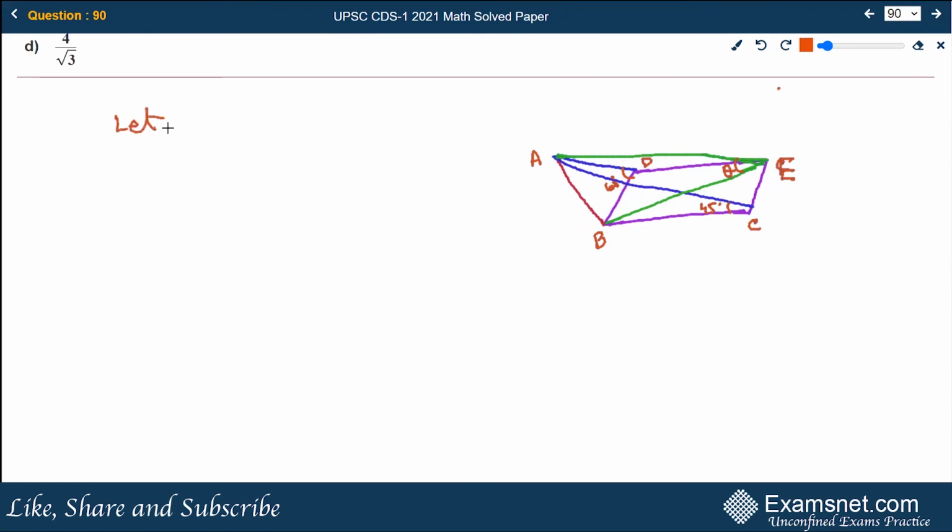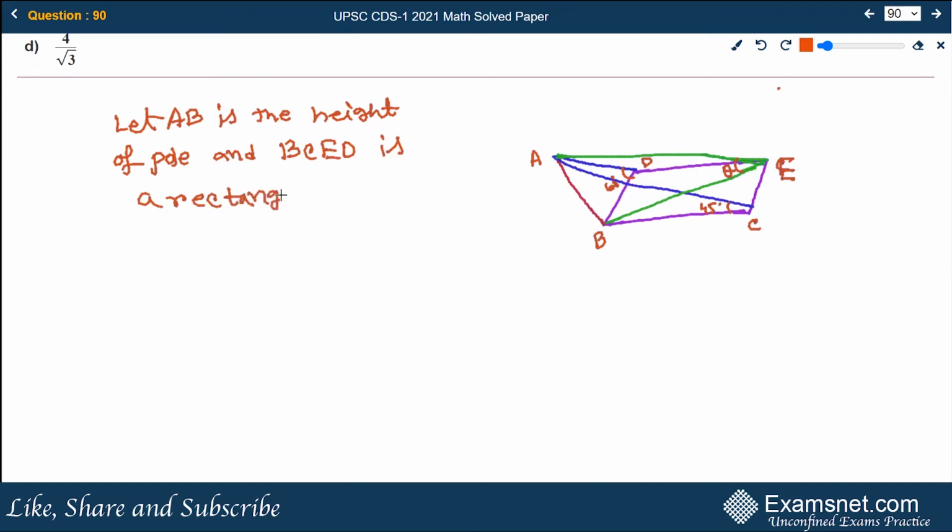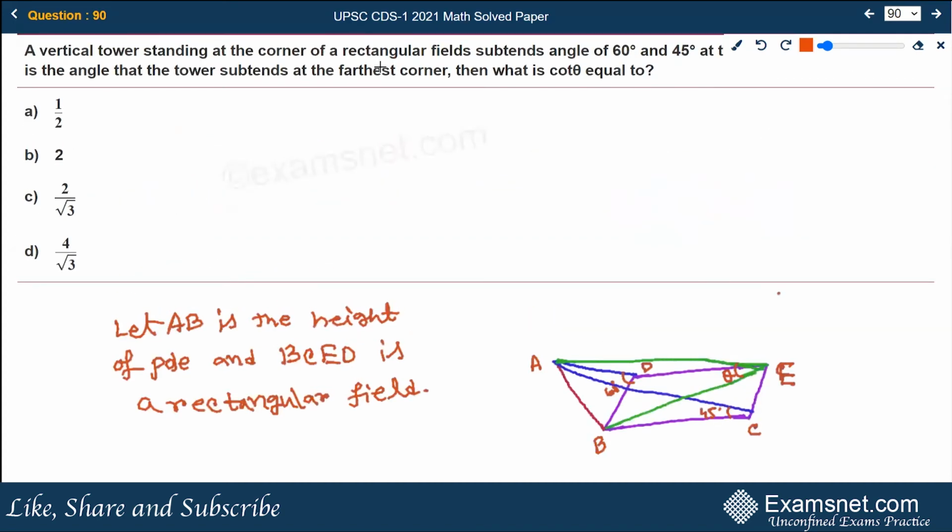So let AB be the height of the pole and BCED is a rectangular field. Here, the question said that at the corner of the rectangular field, the tower subtends angles 60 degrees and 45 degrees. Okay, so here at the corner D, it subtends angle 60 degrees, and at the corner C, it subtends angle 45 degrees. And the furthest corner is the corner E.